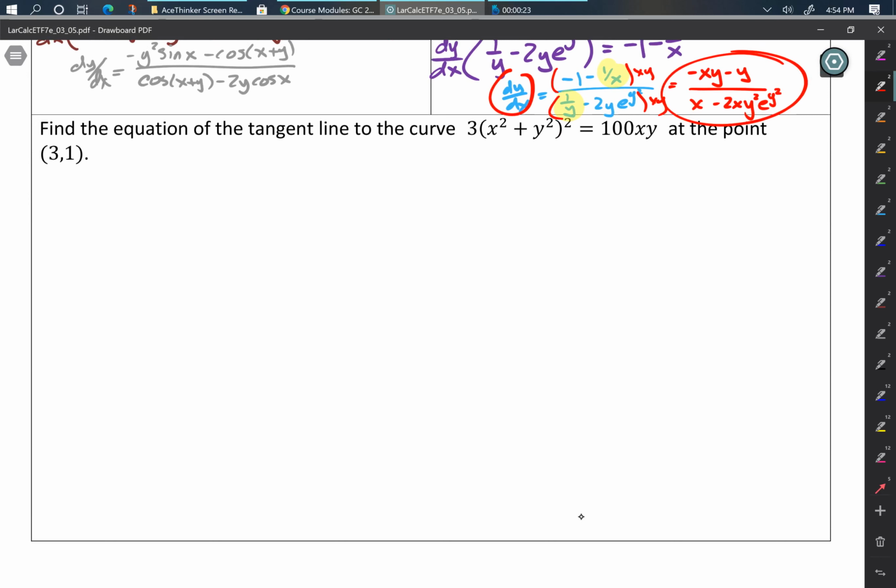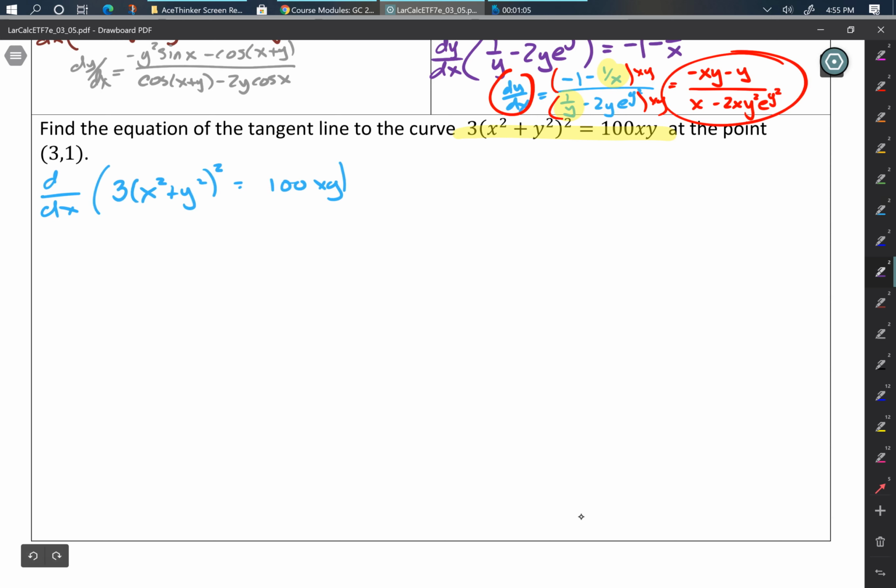Then I use the slope of the tangent line and the x and y coordinates of the point to write that y minus y1 is equal to m times x minus x1 business, so that I can get the equation of a curve, its tangent line, at that point. But what makes this one complicated is this hot mess of a curve. So I have to take the derivative of that. So I have to do the derivative with respect to x of 3 times (x squared plus y squared) squared is equal to 100xy.